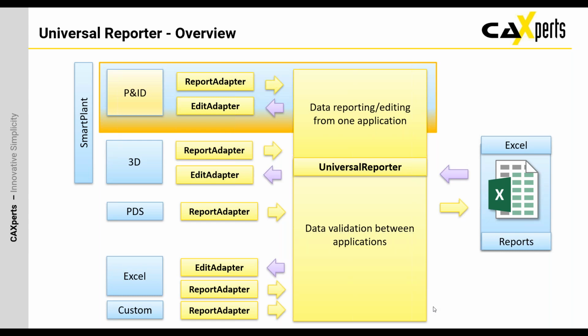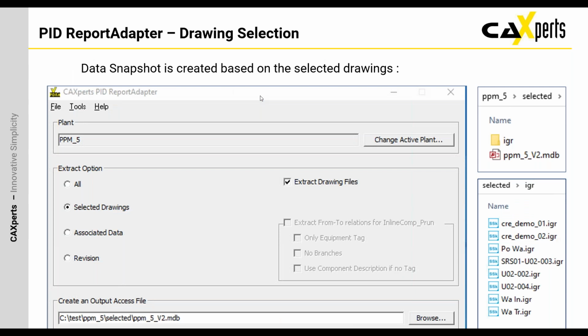And now we are going into details. So I want to explain a little bit how the P&ID ReportAdapter works. So this is the slide which I have. As you see, the P&ID ReportAdapter is looking at an active P&ID plant. And from that plant, it is possible to extract selected drawings. Of course, it is also possible to extract all the drawings in one shot. And if this checkbox here is selected, then also a copy of the PID files will be created next to the snapshot that you see down here.